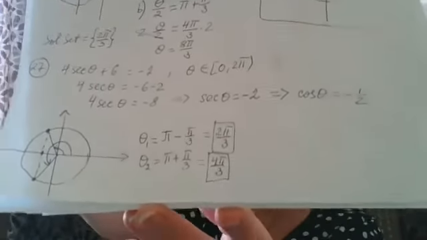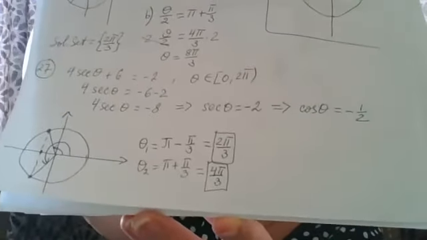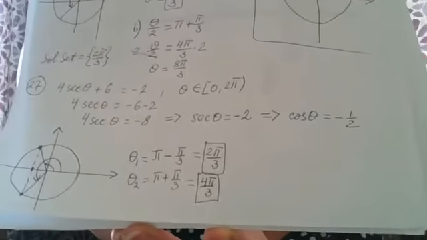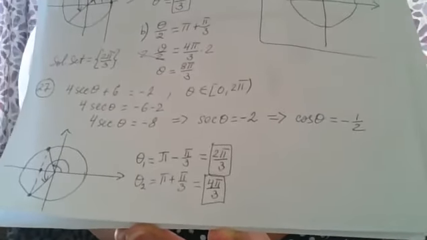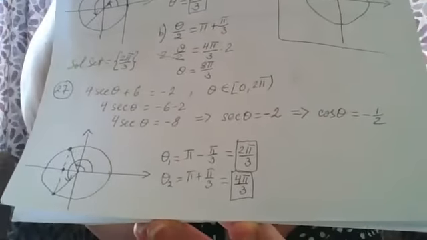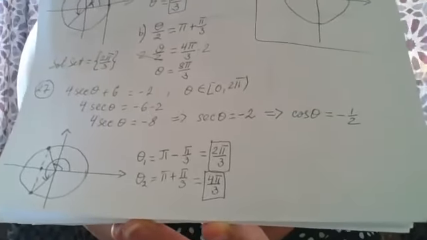If we need to talk about set R, it will be 2 pi over 3 plus 2 pi k, because cosine is 2 pi periodic, and 4 pi over 3 also plus 2 pi times k. But here we are done.